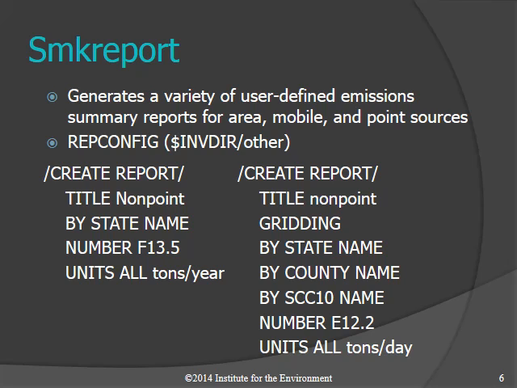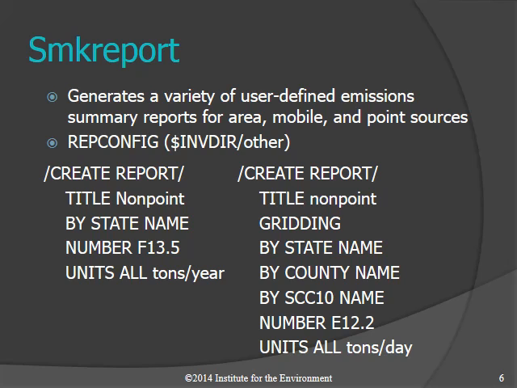This slide shows two rep.config packets. On the left, Smkreport is being configured to produce a report of state totals that include the name of the state in the report, the emissions in units of tons per year reported as floating point numbers with 5 digits to the right of the decimal place.